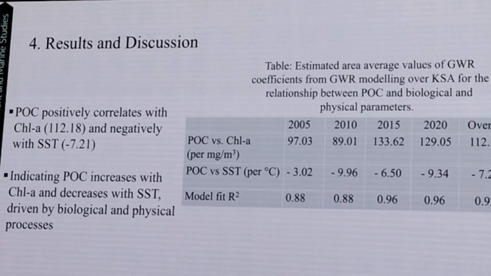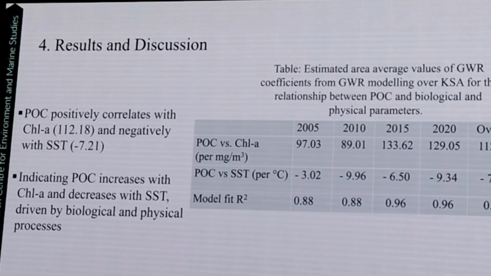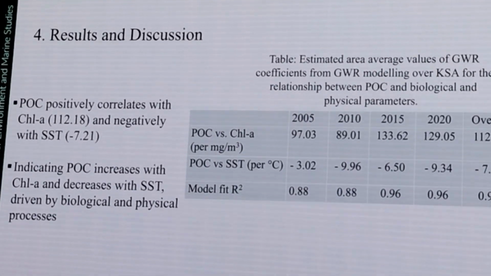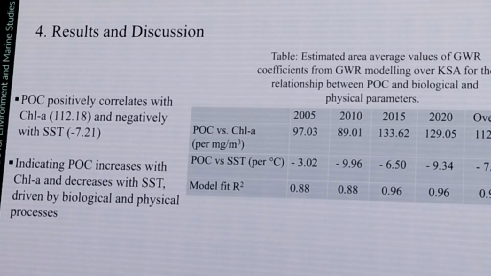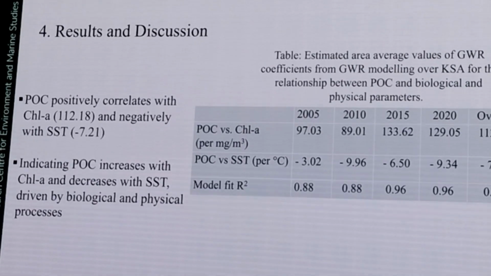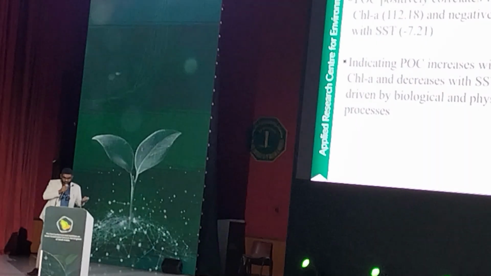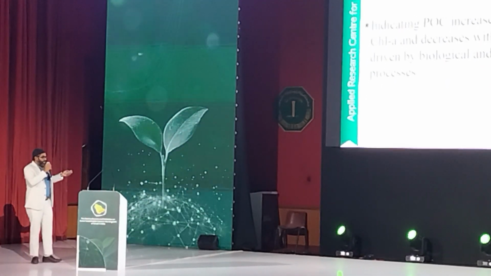It's a significant amount. And also, you can see the model fit R square is around 0.88 to 0.96, and overall is over 90%. So our model shows that the predicting capability of particulate organic carbon in terms of the physical and biological parameters is really statistically significant.